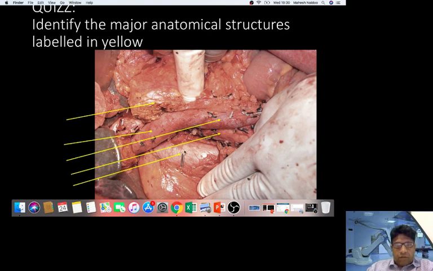Just out of interest, not related to this particular operation, this is where a shunt is created, a portovenous shunt, right? You can put a graft. This is a non-selective shunt.